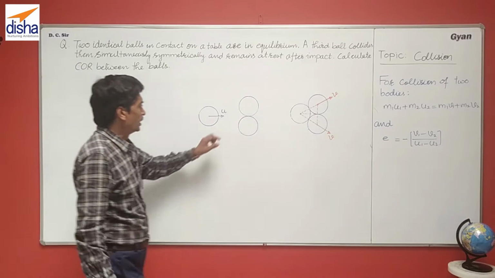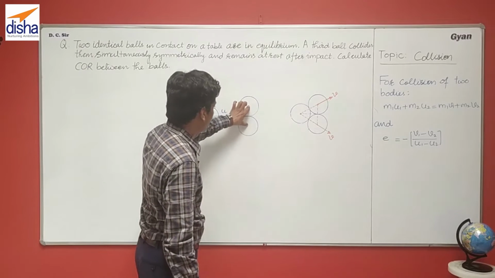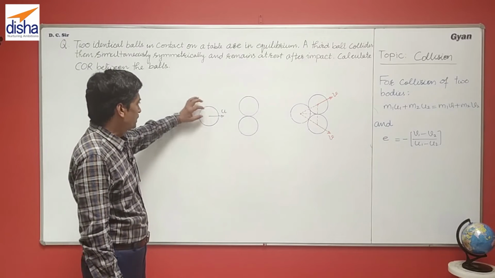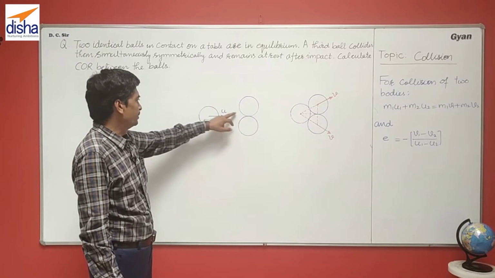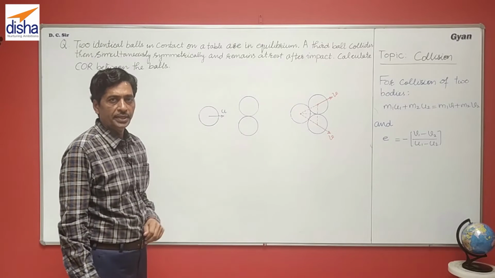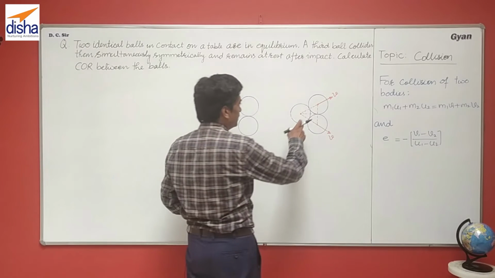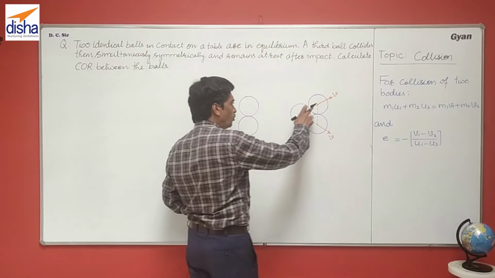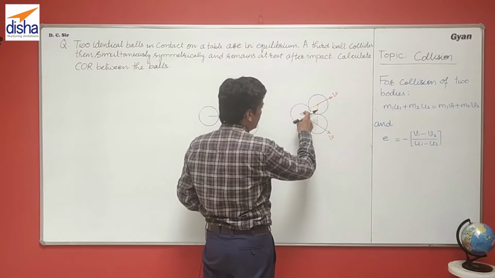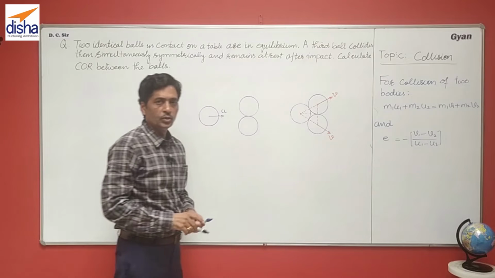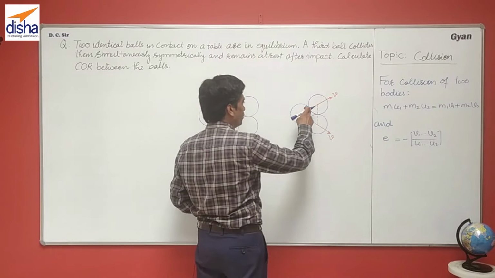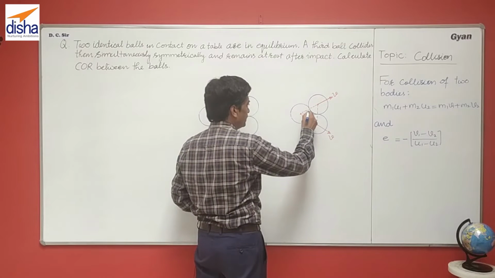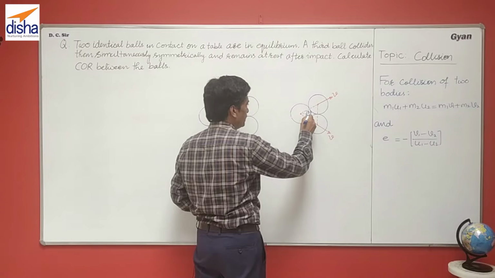So here are the two balls initially at rest, and suppose the third ball collides with them with velocity u. The situation at the instant of collision is shown in the figure here. When the balls are in contact, their centers make an equilateral triangle. So this whole angle is 60, so this will be 30 and this is also 30.